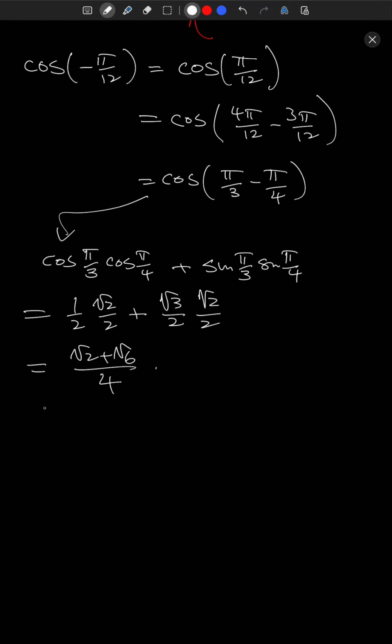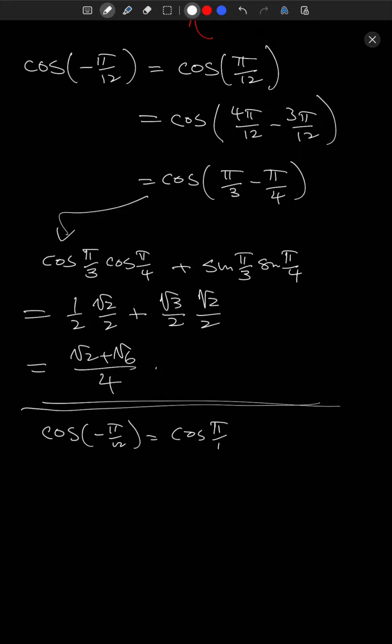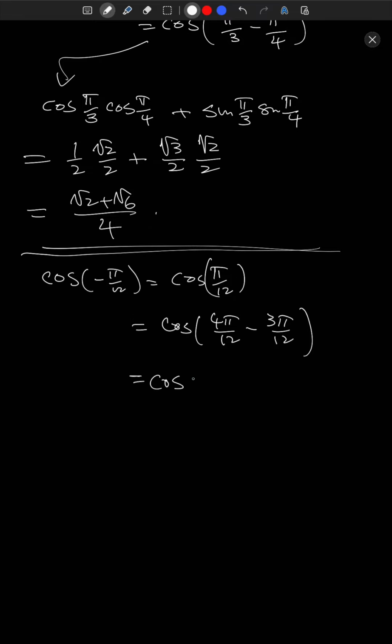By the way, let me emphasize that we actually don't really need this second identity, because I could have easily just done the problem like this. Cosine of minus pi over 12 equals cosine of pi over 12. That step is the same. And then I write this as cosine of 4 pi over 12 minus 3 pi over 12. This step is the same. And then I do this: cosine of 4 pi over 12 plus negative 3 pi over 12. So I just have to know this trick or this technique, right?